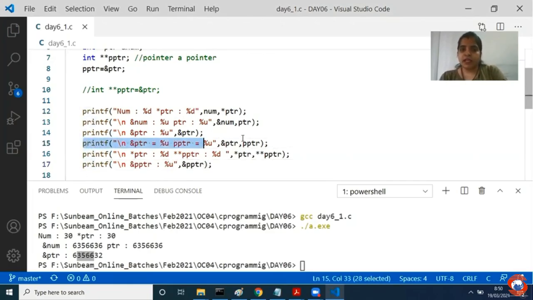Next, can you please tell me, will line number 15 give me the same output for two values or a different output? Just guess. The address of ptr is held by my pptr, 100%. These two values will come out the same. Are you getting it? Next, pointer ptr, value at ptr is nothing but num. So can I say 100% that line number 16 will also print the same value? And I'm saying, tell me the address of pptr. In this case, will it be different from line number 15? Obviously yes, because this will be my pointer's own address.